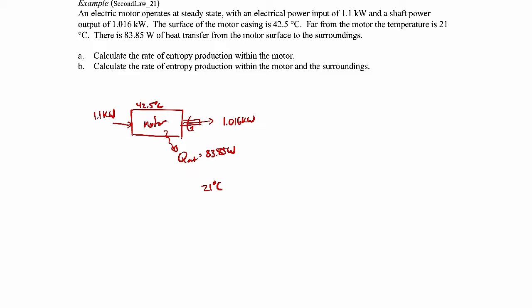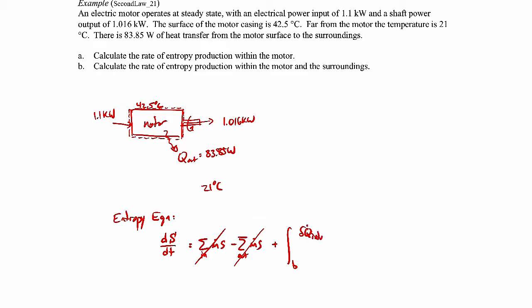So for that, we'll choose a control volume that will include only the motor. It's right on the surface. We're trying to calculate the rate of entropy production within the motor, so we're going to use the entropy equation. So we'll write down the rate form for that. In this particular case, I'll go ahead and write it out, but there is no inlet or outlet, so those terms will be zero. Here we have the heat transfer term. And then we have the rate of entropy production.